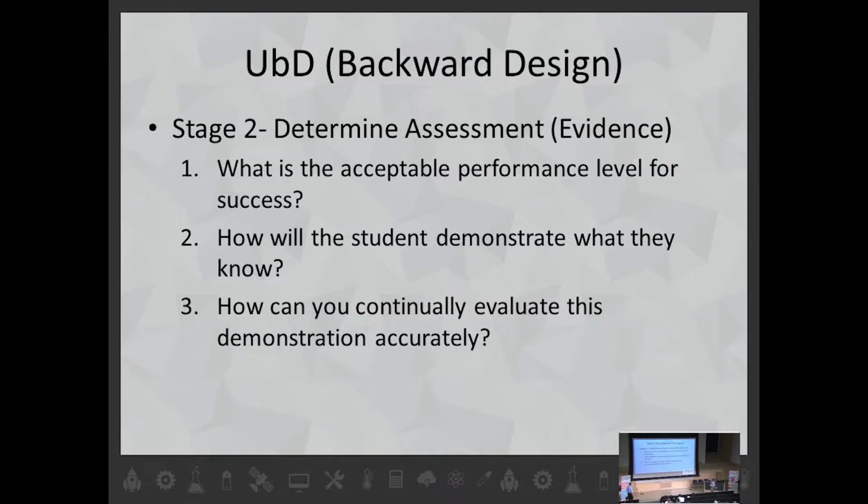So what evidence? Now you have to ask yourself, we just talked about what you're going to accomplish, right? Practice, process, standards. That's what we need to accomplish. So what's the acceptable performance level? What is success, right? All the time we hear things like low bar in education. What is that?